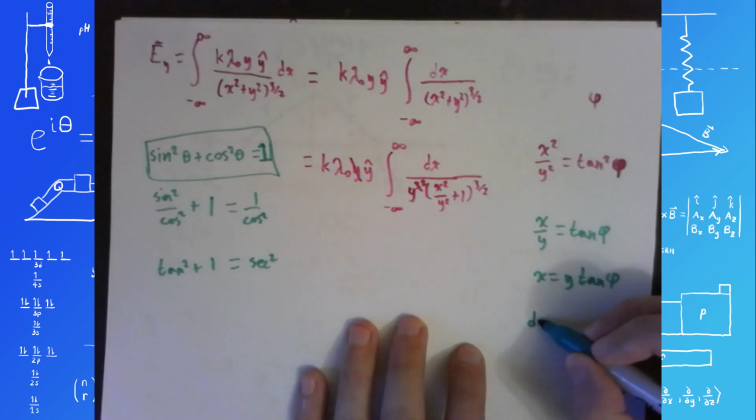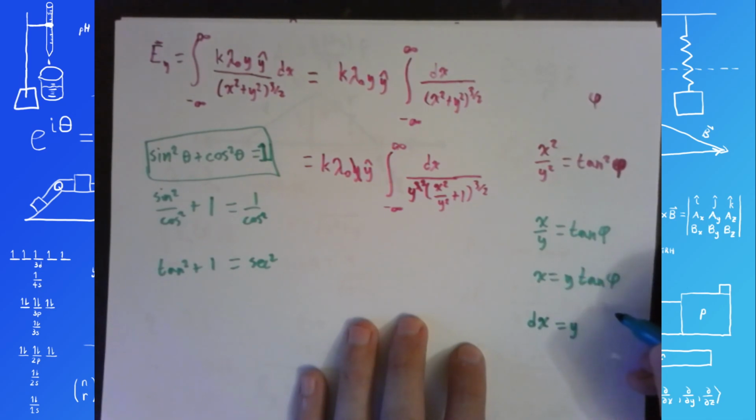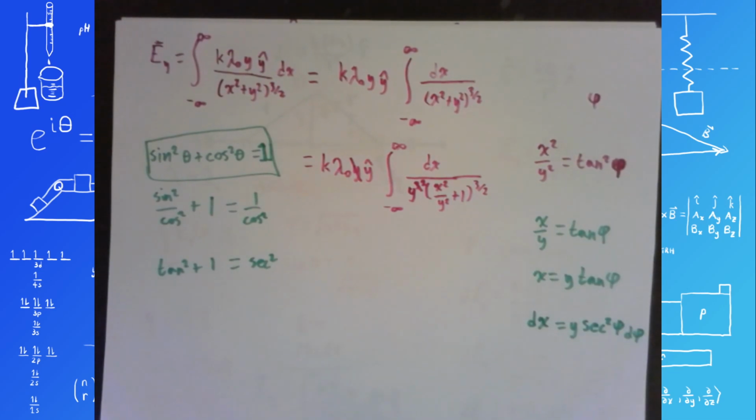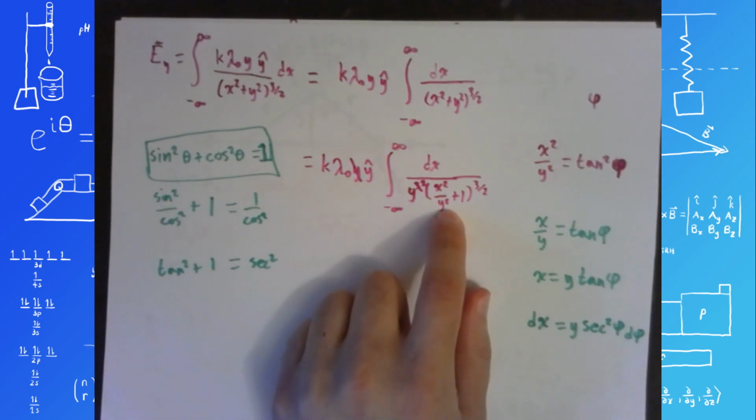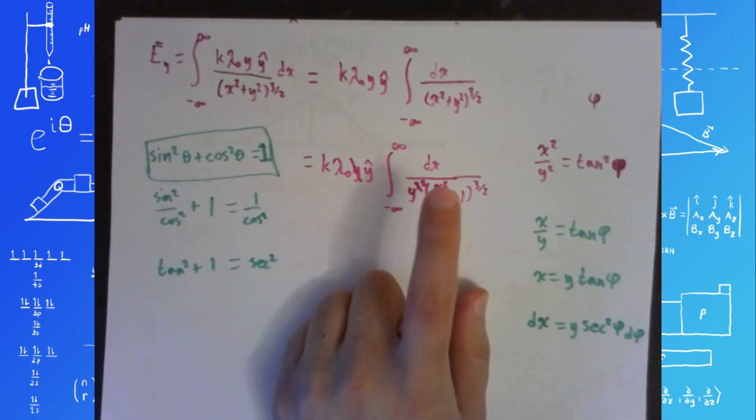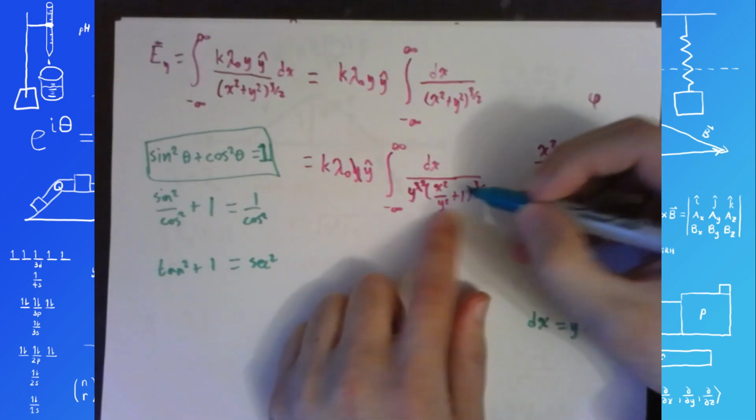So I can do derivative of x is dx equals y is a constant, and then derivative of tan phi is secant squared. I was about to say secant tangent, but I knew that wasn't right. Derivative of tangent is secant squared, so that's going to be secant squared of phi d phi. All right, and of course x squared over y squared plus 1, we already said that's going to be secant squared. Tan squared of phi plus 1 is going to be secant squared.